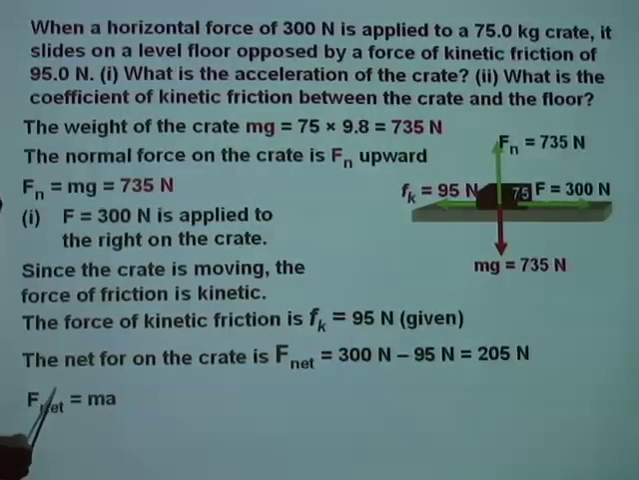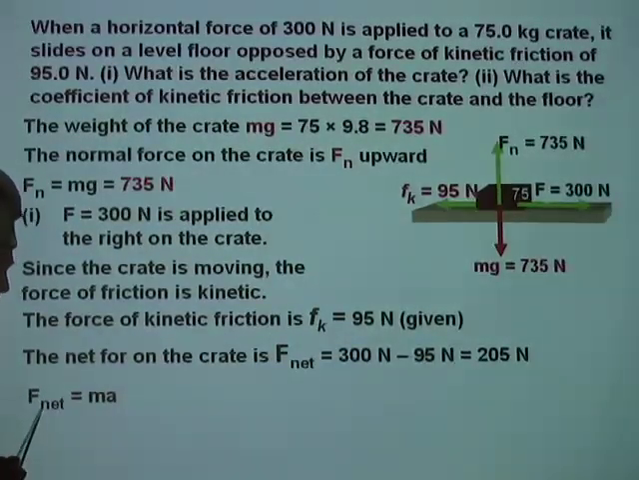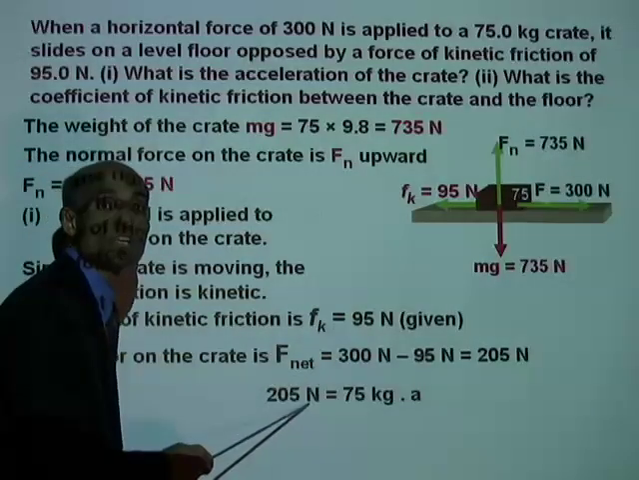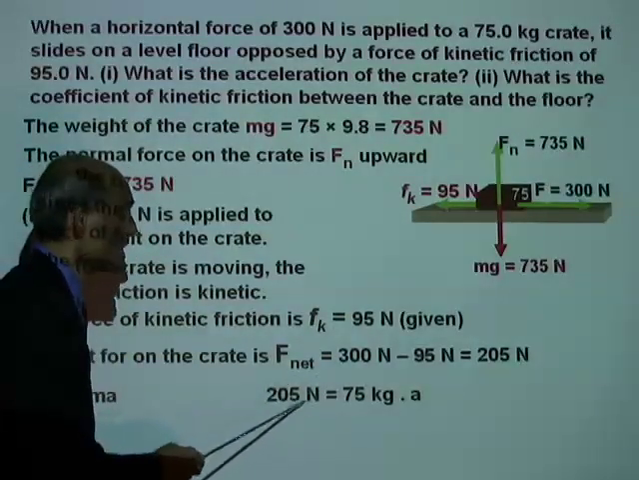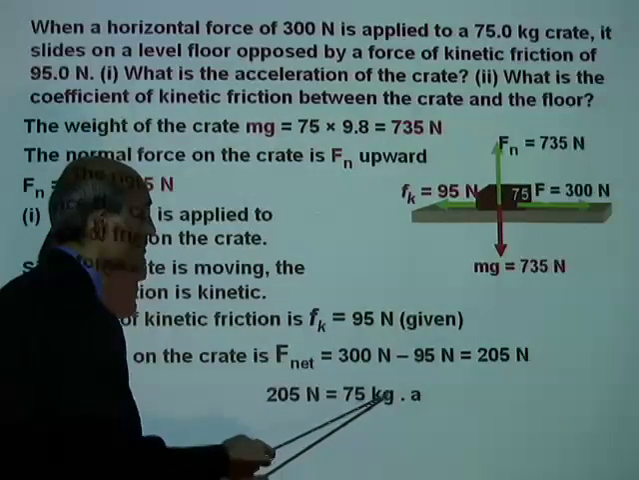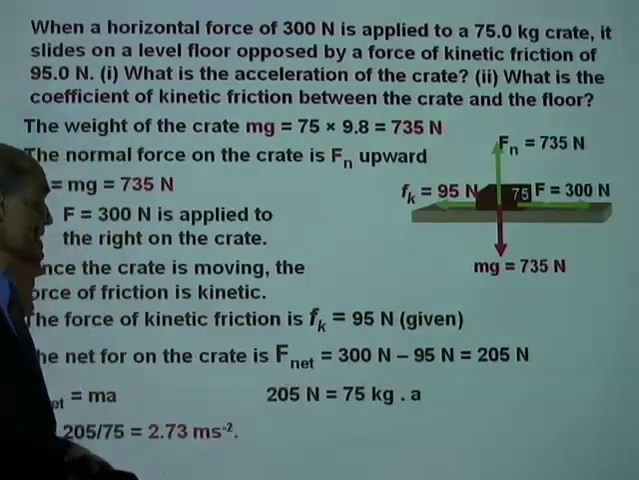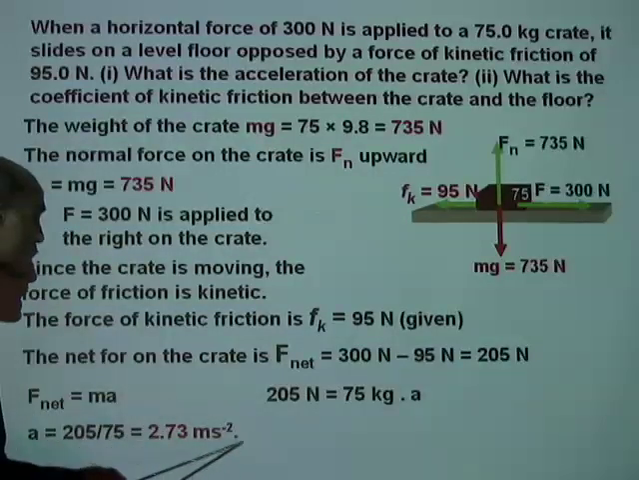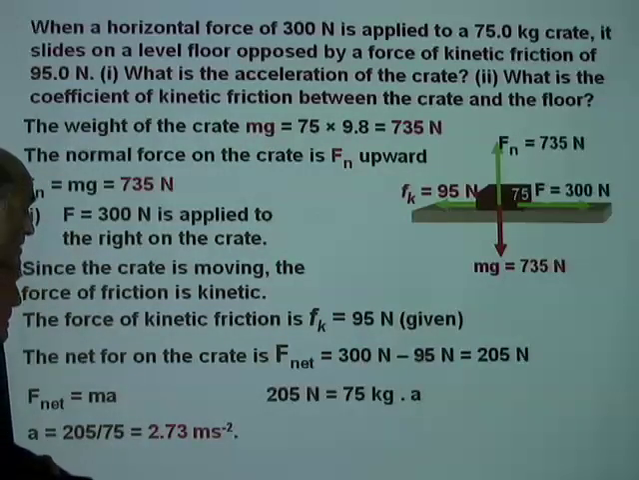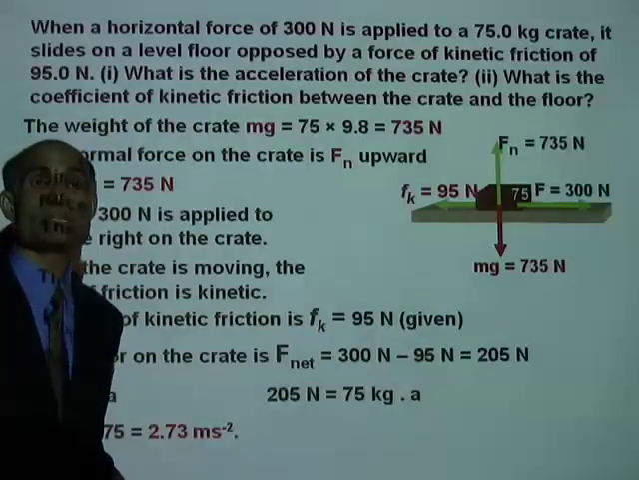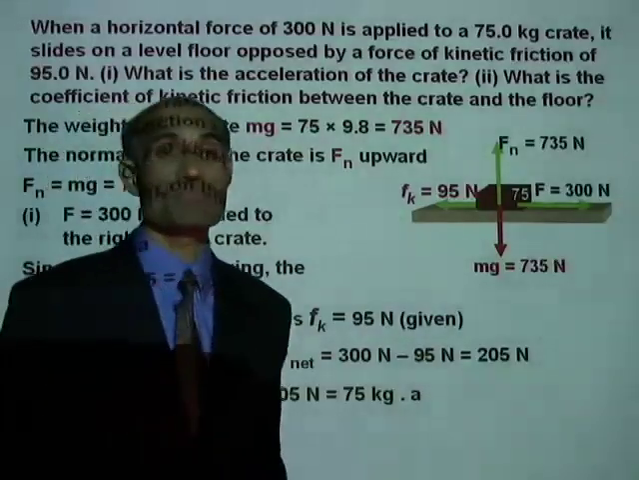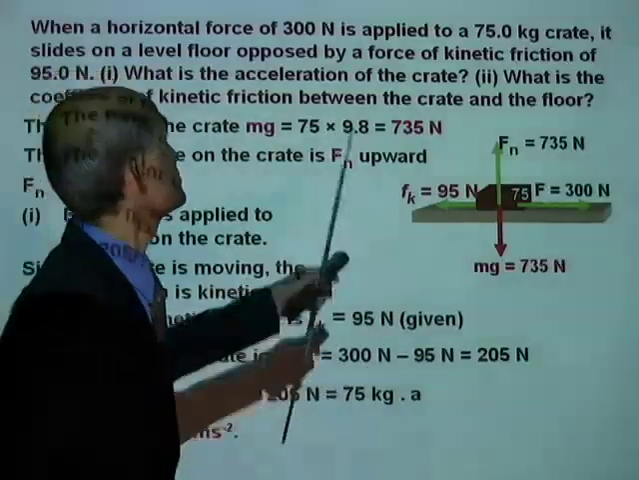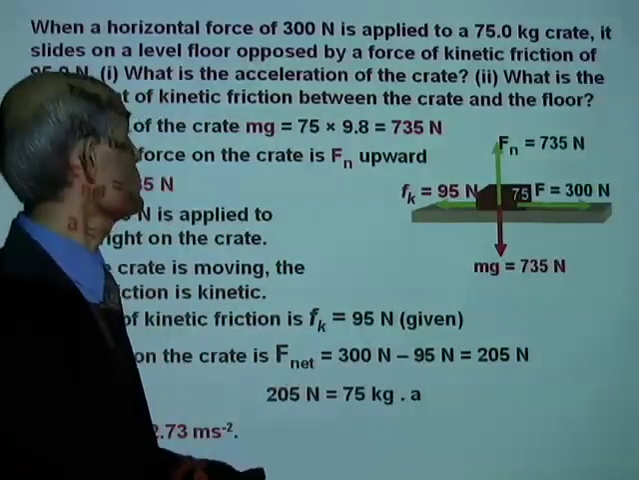So we have F net equal to ma. 205 Newton is the net force. That net force equal to 75 kilogram times a, and solve for a. That gives you a equal to 2.73 meter per second squared. Well, we found the acceleration. What is the next part we need to do?